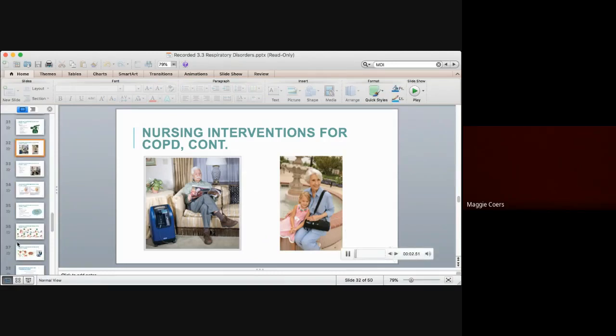So these pictures first are a concentrator, which is on the left side of your screen. And with a concentrator, basically they're taking the oxygen out of the room air. They concentrate it and push it out through the nasal cannula for oxygen use. And the other picture on the right side is a portable device. And this is liquid oxygen that comes in a container so that the patient can leave home and go out and still have access to their oxygen.